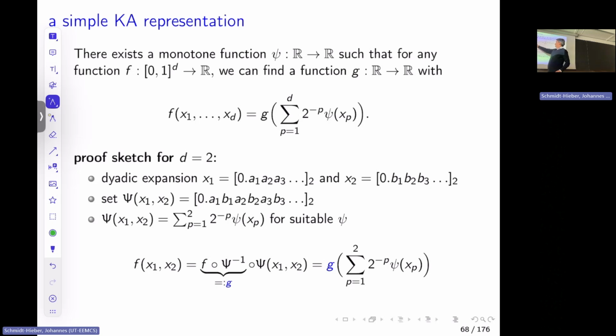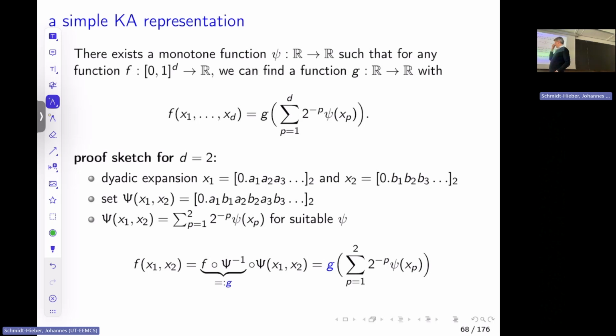So we have two inputs, x1, x2, and we write x1 and x2 now in their binary representation. So they are numbers between 0 and 1. So we can write this in the binary representation as the digits a1, a2, a3, and they're either 0 or 1, right? So that's the representation, and it's not unique for rational numbers and so on. Doesn't matter, you can fix that. So x2, we do the same thing. We call the binary digits b1, b2, b3.